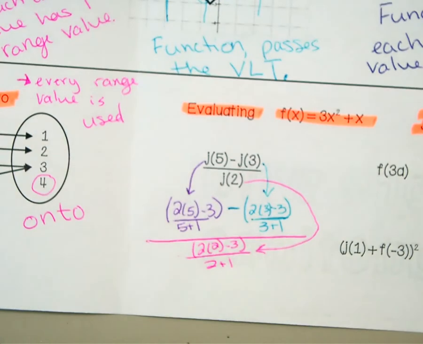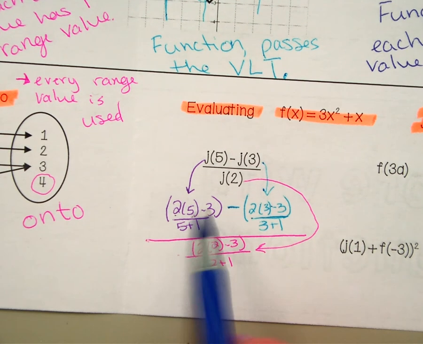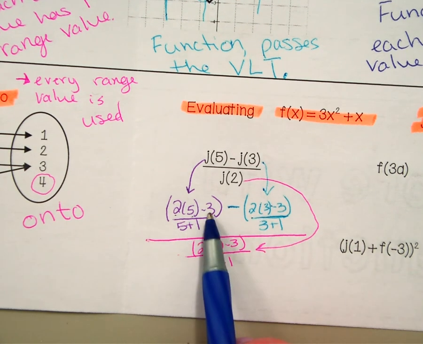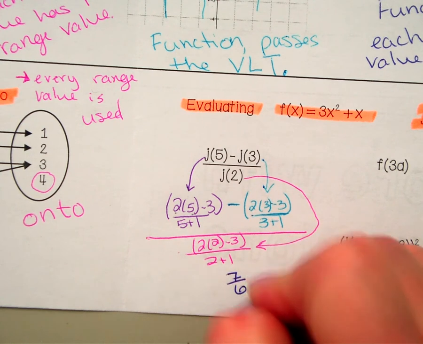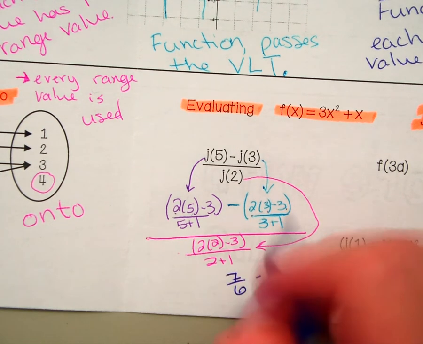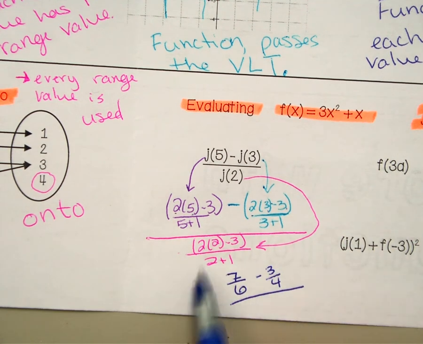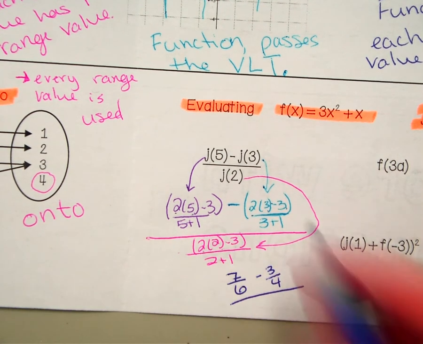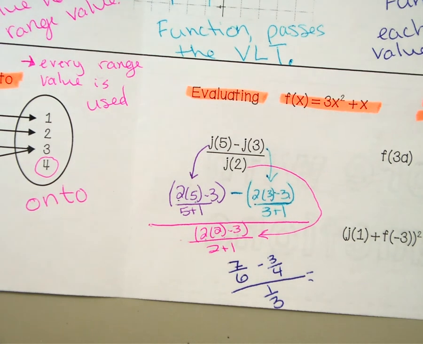I'm going to do a little bit of mental math here. 2 times 5 is 10, minus 3 gives me a 7 over 6. Minus 6 minus 3 is 3 over 4. And then over 4 minus 3 is 1 over 3. So 7/6 minus 3/4, all over 1/3.